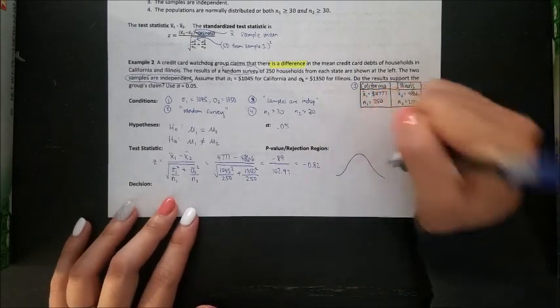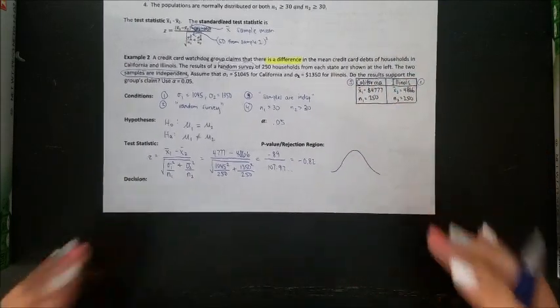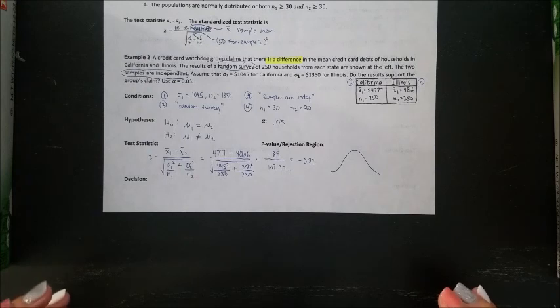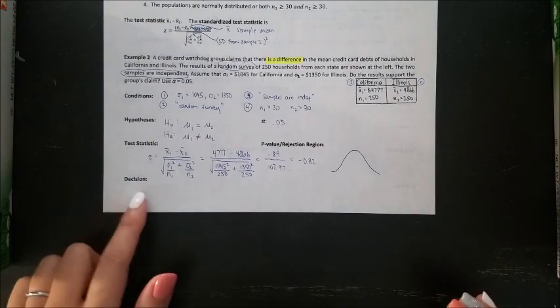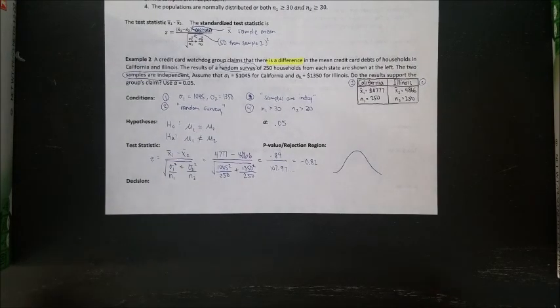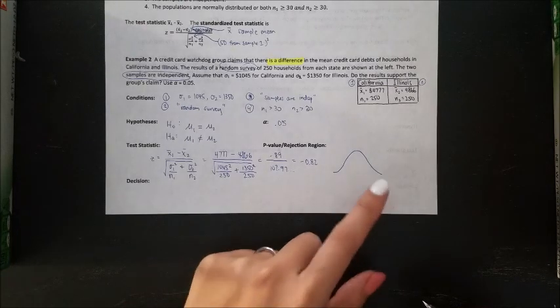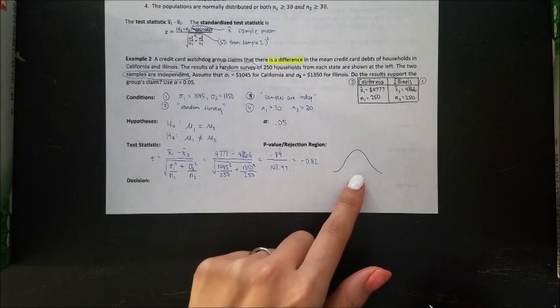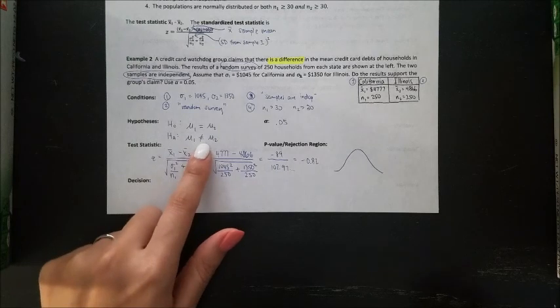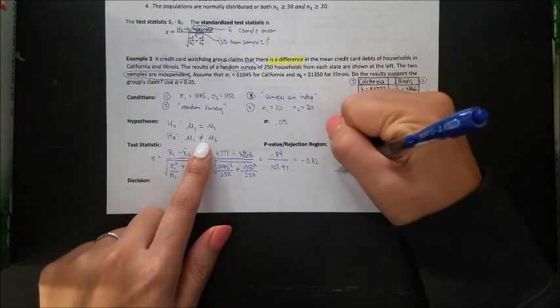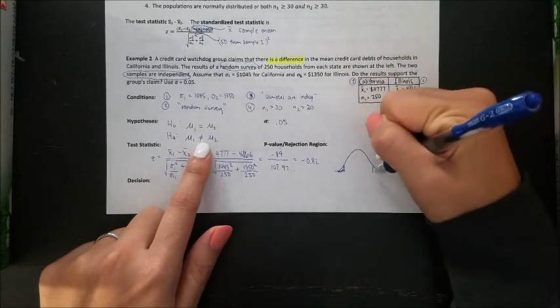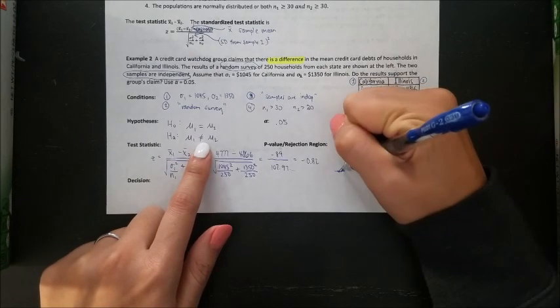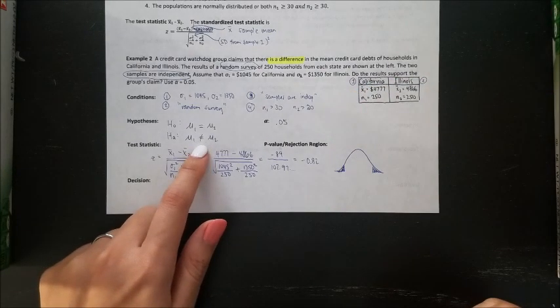So I'm going to draw the picture first. This is the same thing that we've been doing. Nothing new here. Same thing with the decision. It's going to sound exactly the same as what we've been writing. So for our rejection region, we are doing a two-sided test because our HA is does not equal. So I'm just going to go ahead and shade both sides right now because of the does not equal.